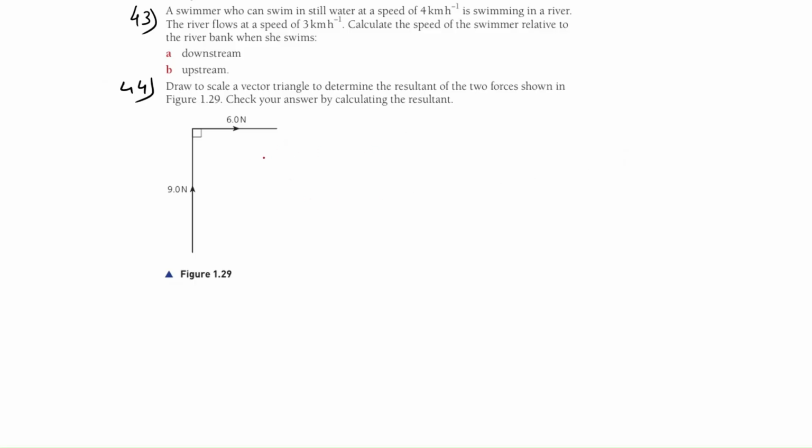No, you have to just draw 9 centimeter by a scale and take another vector from the tip of the first vector and take 6 centimeter, because we take 1 centimeter means 1 Newton. Then you have to join the tail of the first vector to the tip of the second vector and find the resultant by the ruler.